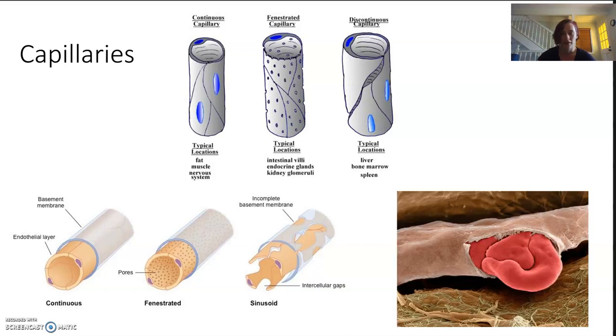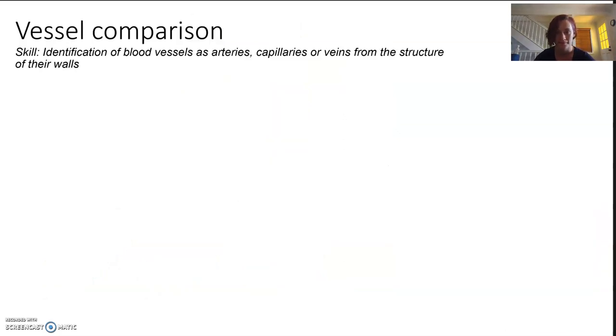Okay. Fun fact, bruising is what occurs when those blood vessels, generally the capillaries, are burst and the blood cells can actually leave the vessels.